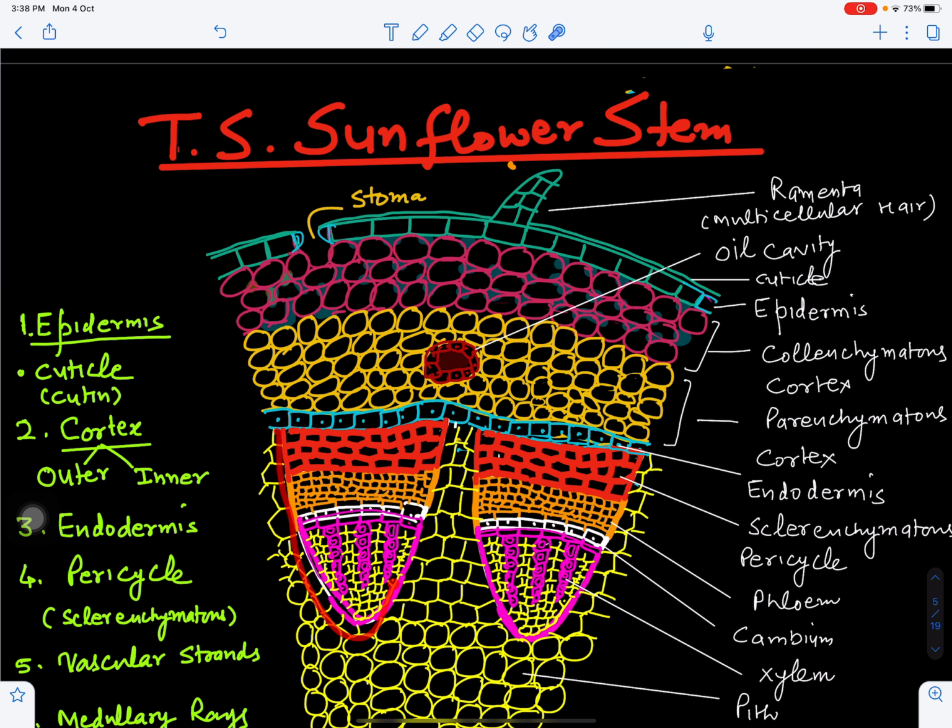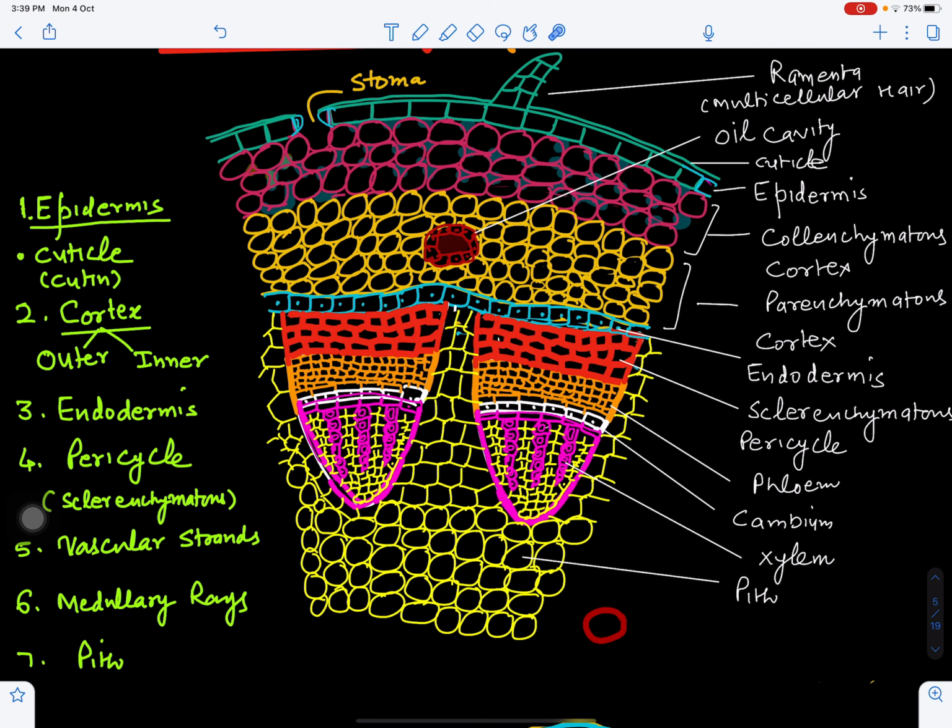Now these are the vascular strands, which are arranged in the form of ring, like we have earlier seen in the previous slide. And this thin zone of the parenchyma present between the vascular bundle will be called as medullary rays. And this part, which is again made up of parenchyma cells, they are quite thin walled.